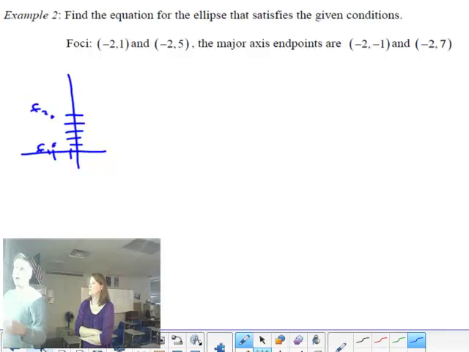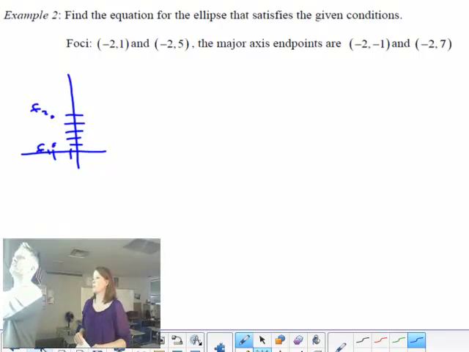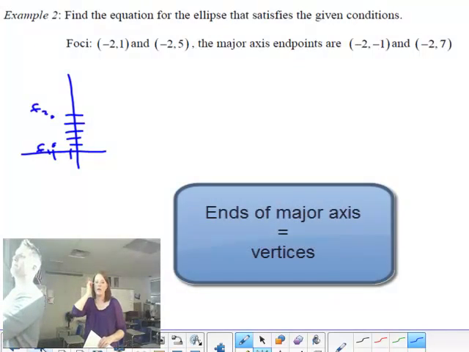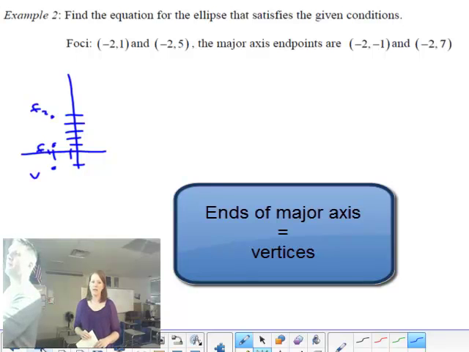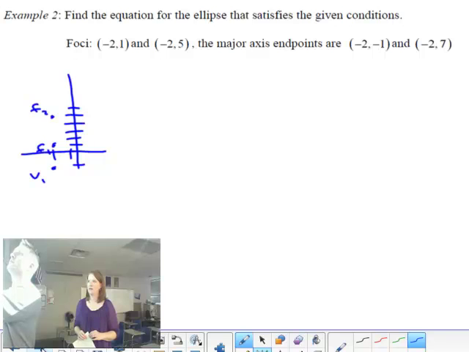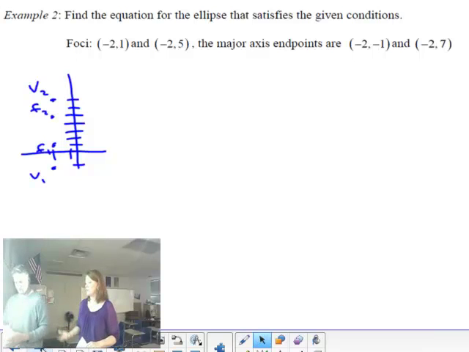Okay. So while we're at it, let's go ahead and graph the vertices in our picture as well. If I have the major axis endpoints, we know right away those are the vertices. How about negative 2, negative 1? That's a vertex. And negative 2, 7. And again, that's just confirming this is definitely a vertical ellipse.